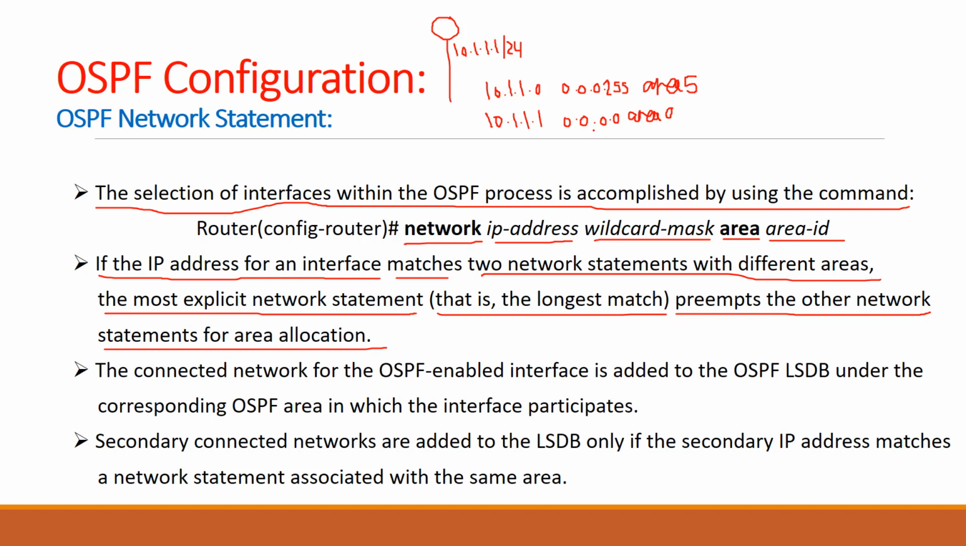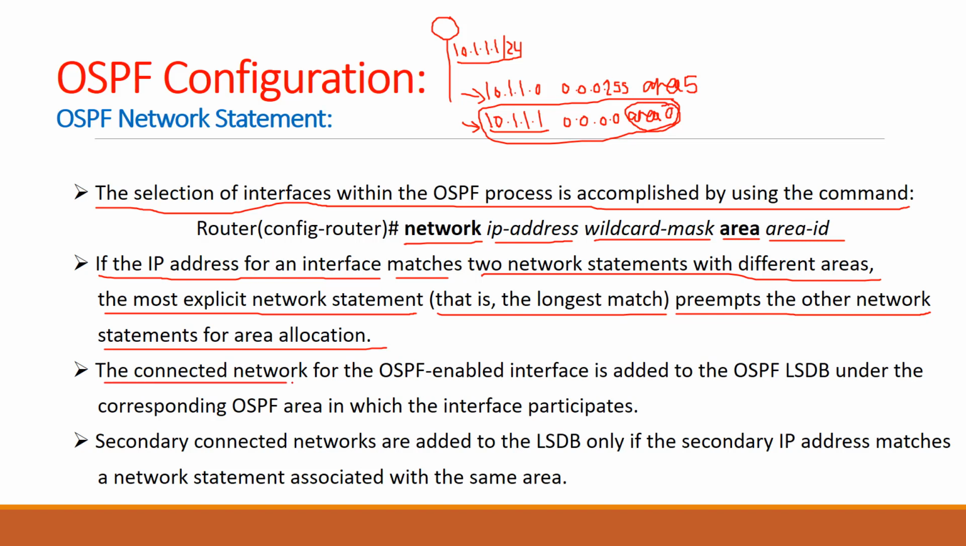The most explicit network statement, the longest match, preempts the other network statements for area allocation. So this one will preempt the other network statement for area allocation. So OSPF will be enabled on this interface in both cases, but the area allocation will be the longest match. So it will be in area 0.